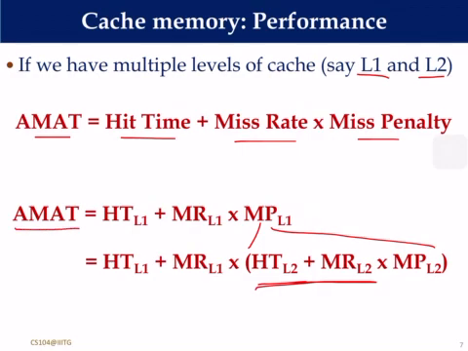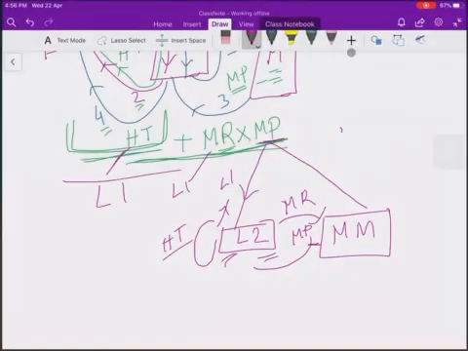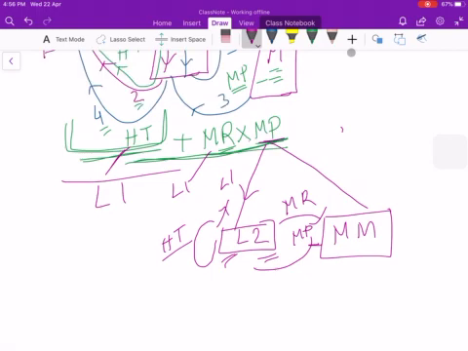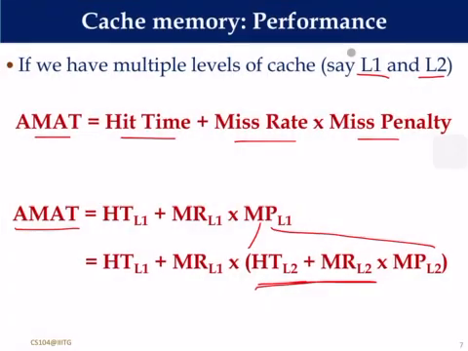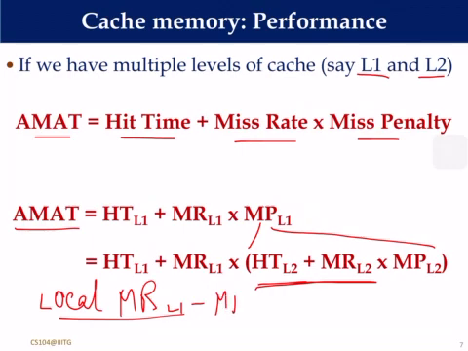Now let me give one home assignment for you with this case. See, this miss rate, where is this miss rate coming from? L2, right? So this miss rate, to be honest, is called local miss rate, right? Because it is local: the miss rate for L1 is one, and again we say miss rate for L2.